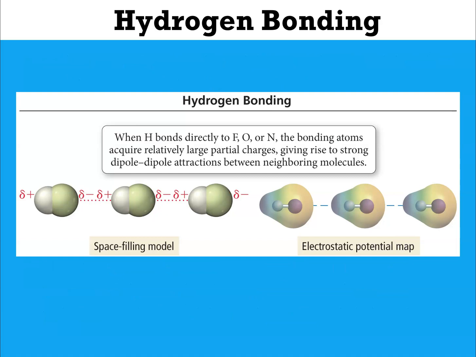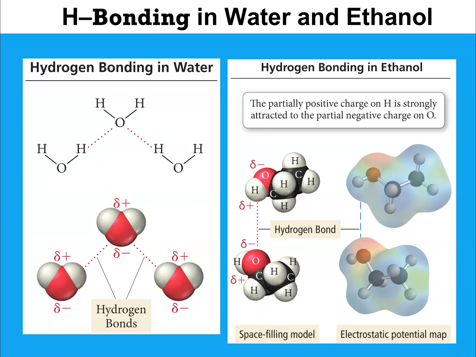Another image kind of showing hydrogen bonding, one a space filling model, the other an electrostatic potential map. Again, we can see where those partial positive sides and partial negative sides are, forming that attraction. More images to check out, looking at water molecules and how they are going to be attracted to one another, as well as some examples of ethanol. Again, the OH in ethanol, the hydroxyl group, makes a possible hydrogen bond with a lone pair on N, O, or F.